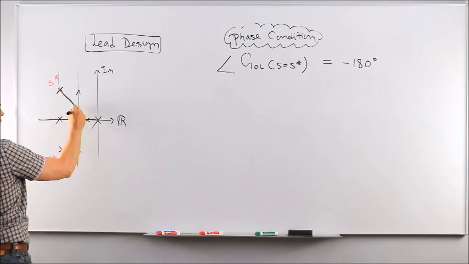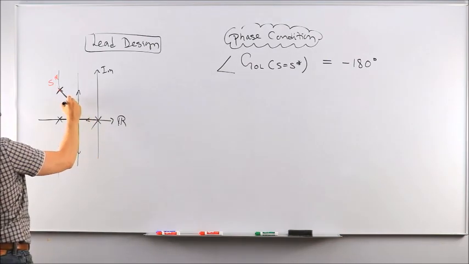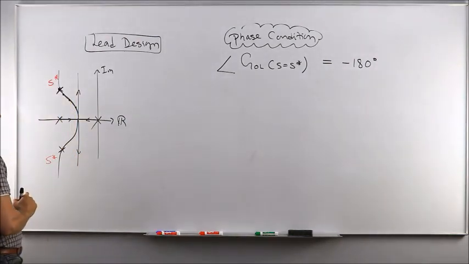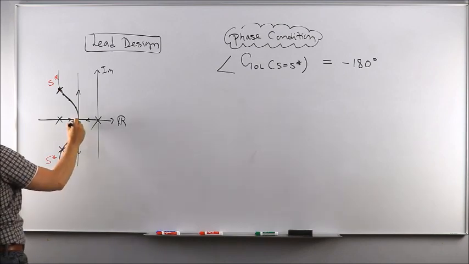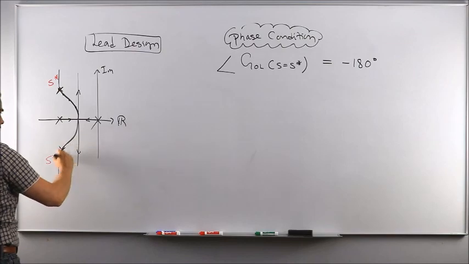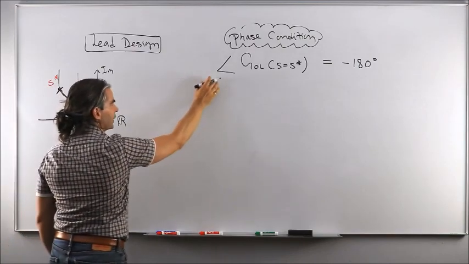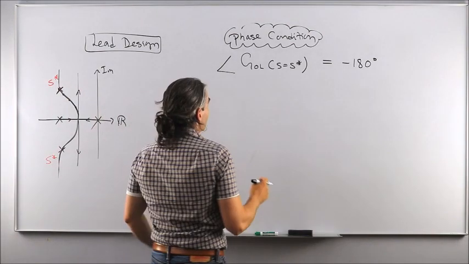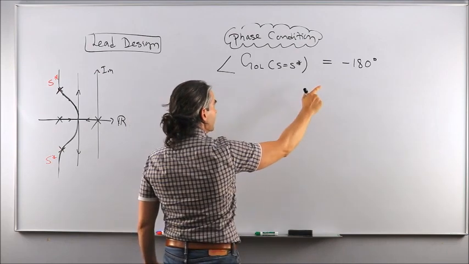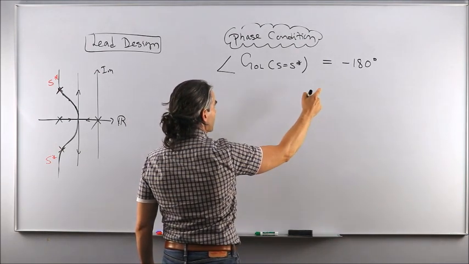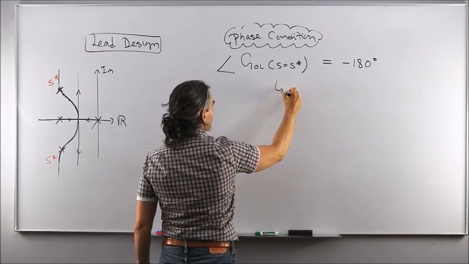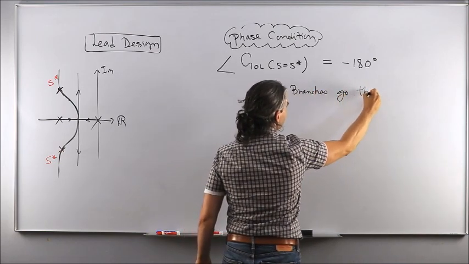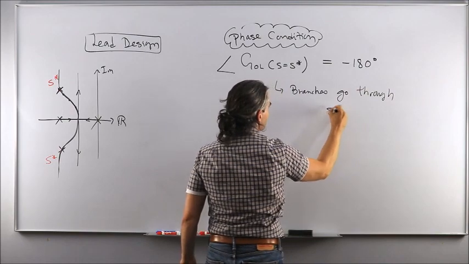Because the phase of a pole here is minus 180 degrees, minus 180 as well here. Okay? So I need to make sure that the root locus then passes through those desired pole locations. And that is done through this phase condition. Okay? So this is what I need in terms of end result to make sure that my branches go through S star.